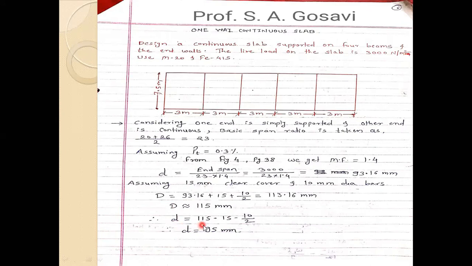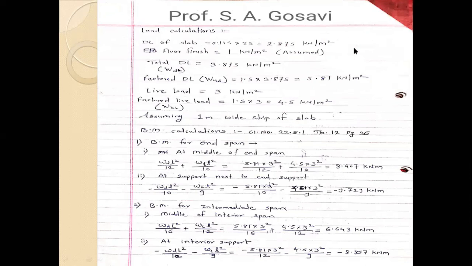So effective depth is equal to 115 minus clear cover minus half of bar diameter. If you do this, you will get the effective depth. This effective depth is 95 mm. This is your effective depth, which is 95 mm. Now after this, we are going for the load calculation.